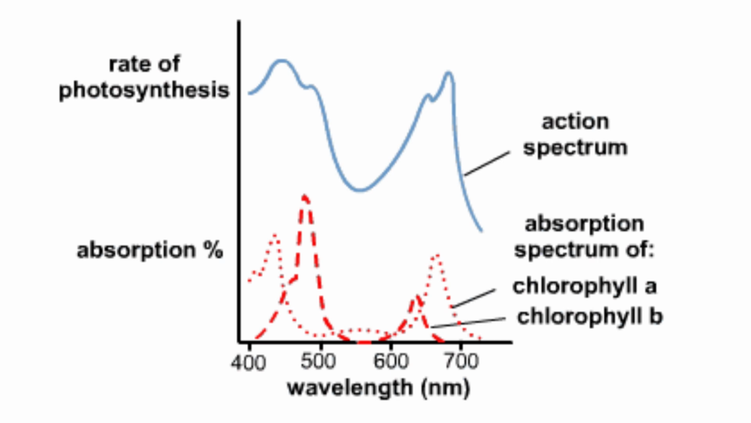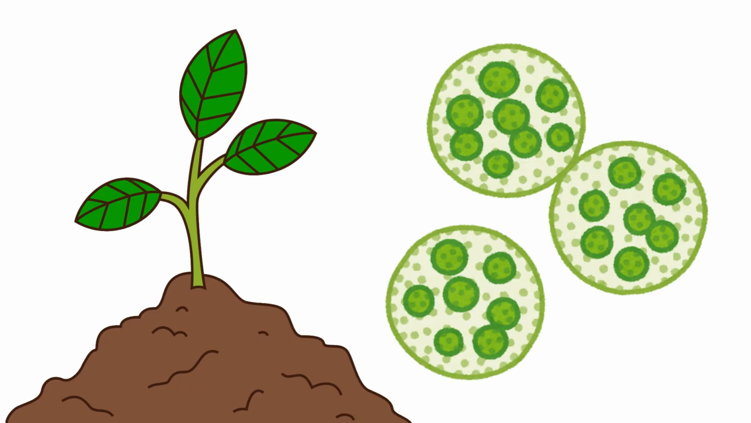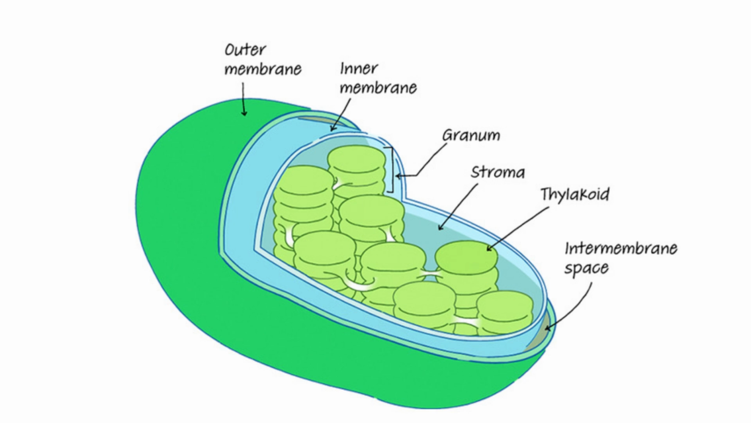In eukaryotes like plants and algae, photosynthesis happens inside the chloroplast. Inside the chloroplast, you have grana, which are stacks of thylakoid membranes. They look like a pile of coins. These stacked membranes hold chlorophyll and other pigments for trapping sunlight.